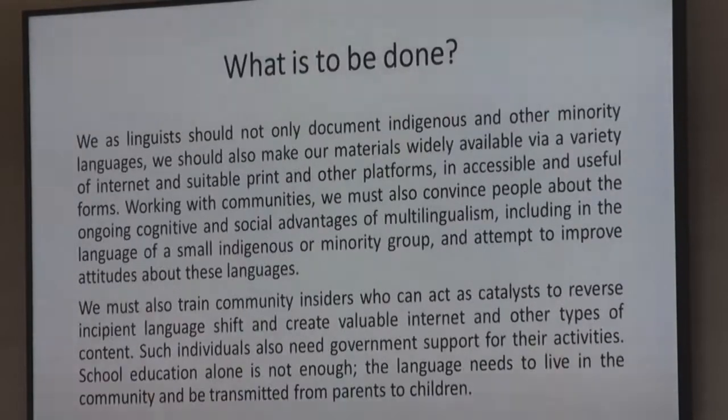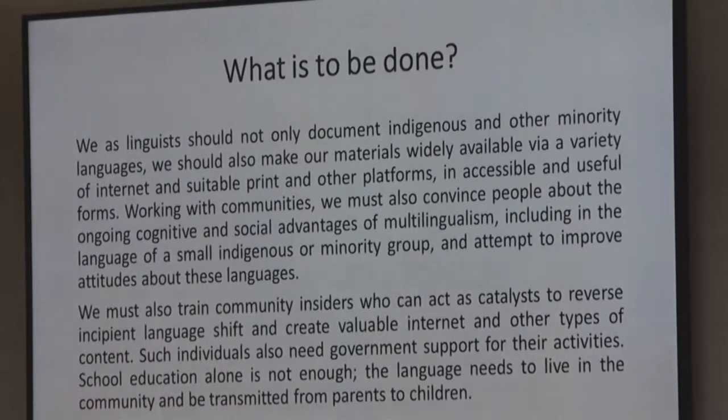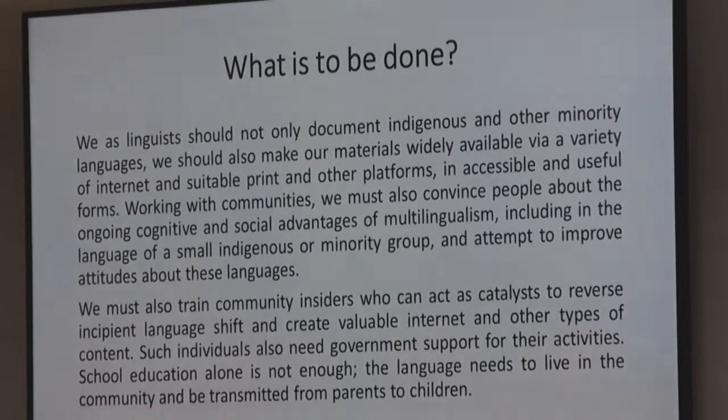Next slide, please. Now, I apologize for quoting Lenin. What is to be done? We as linguists should not only document indigenous and minority languages, we should also make our materials widely available via a variety of internet and suitable print and other platforms in accessible and useful forms. We need to work with print, convince people about the ongoing cognitive and social advantages of multilingualism, including in the language of a small indigenous or minority group, and attempt to improve attitudes about these languages.